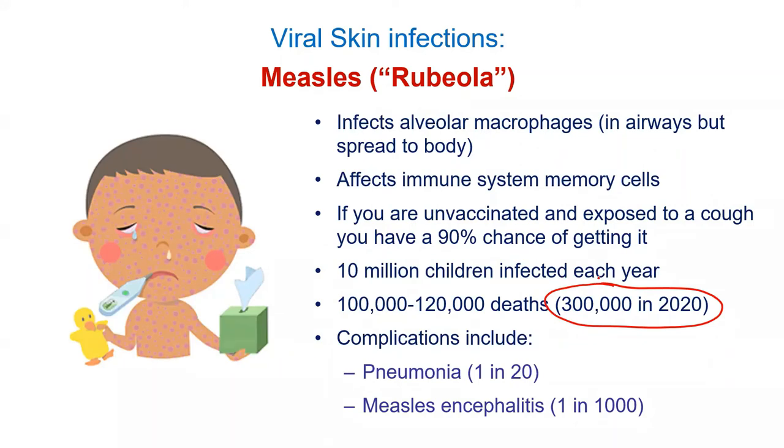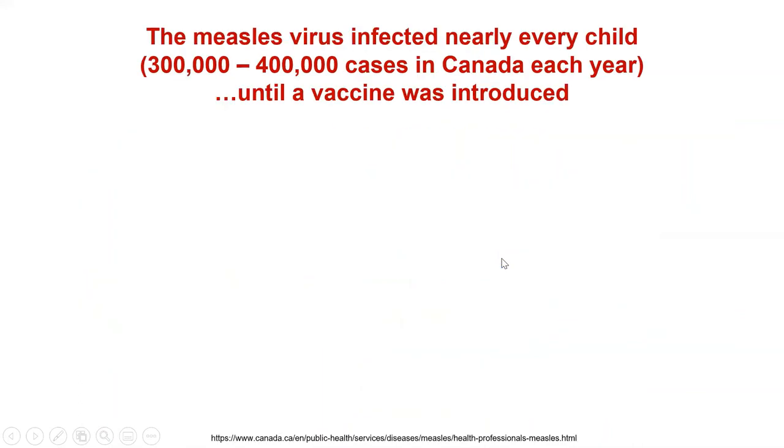Complications include respiratory complications and encephalitis, which can be dangerous and cause deaths. These things used to be a lot more serious. Nowadays, we have better treatments for pneumonia and encephalitis. So here are some numbers for you, right? 300,000 to 400,000 cases in Canada each year.